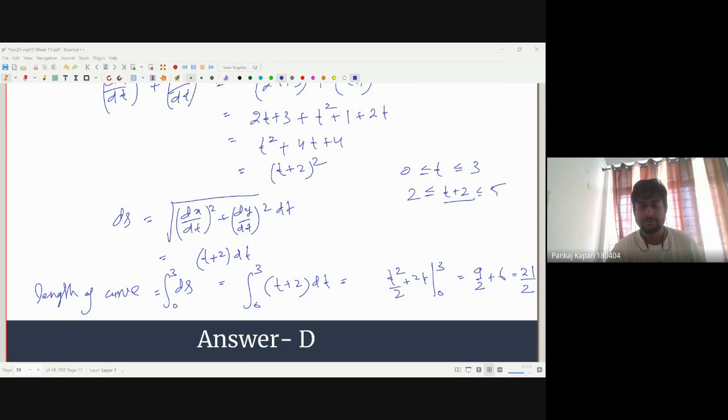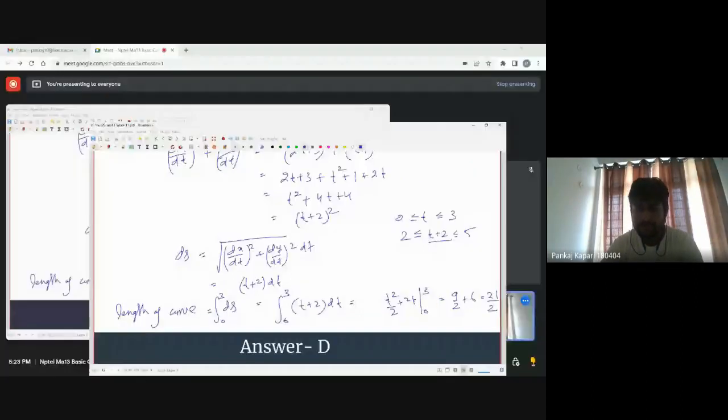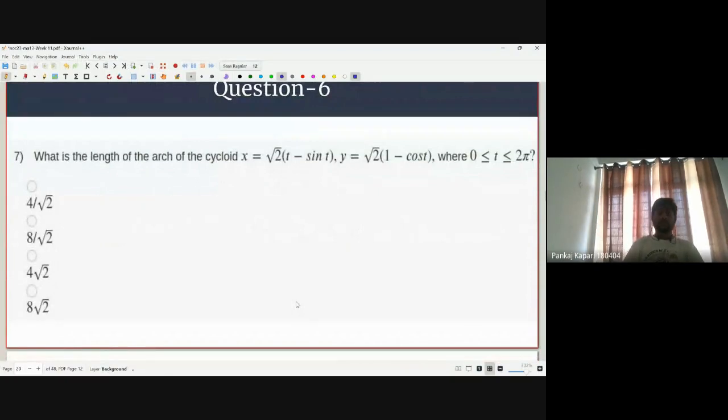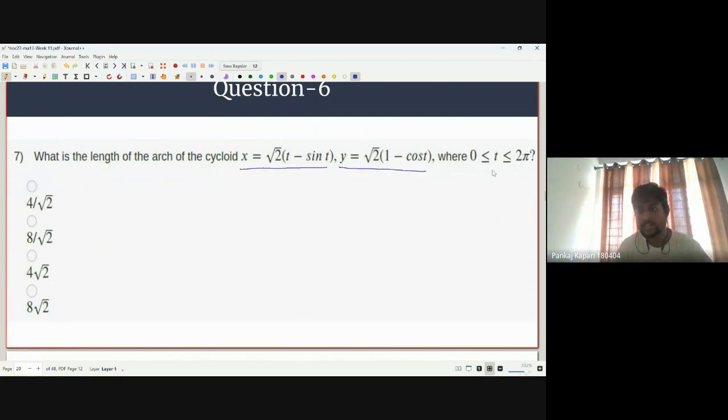Okay, so let's move to the next problem. Okay, so in this problem also we have to find the length of a curve which is given by this parametric equation. So x is this and y is this, where t varies between 0 and 2 pi. Okay, so let's directly find out here dx by dt. So what is dx by dt? So root 2 is outside, you have 1 minus cos t.